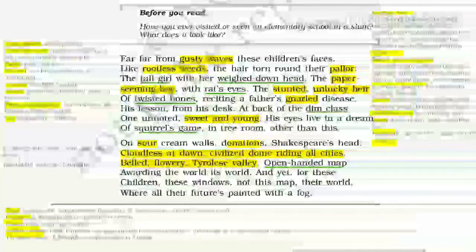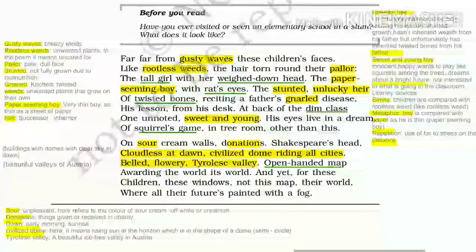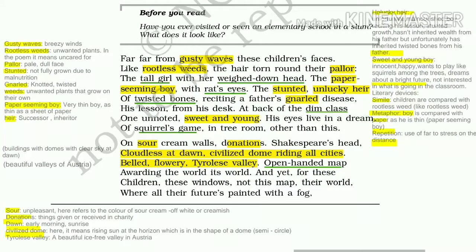This boy who is unfortunate has inherited the twisted bones of his father, and he is not reciting a lesson from his desk, but he is enumerating, describing the disease inherited from his father. As I just said, generally people get property and wealth as legacy, but here the children get diseases as their legacy, diseases which happen due to malnourishment and are passed from one generation to another.